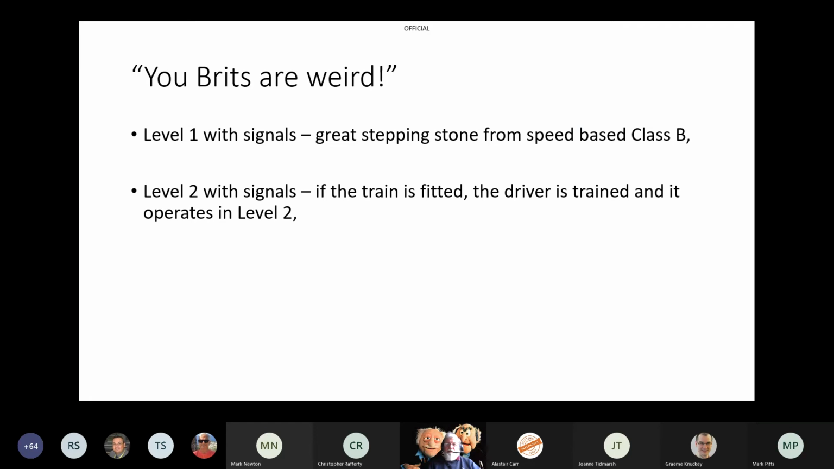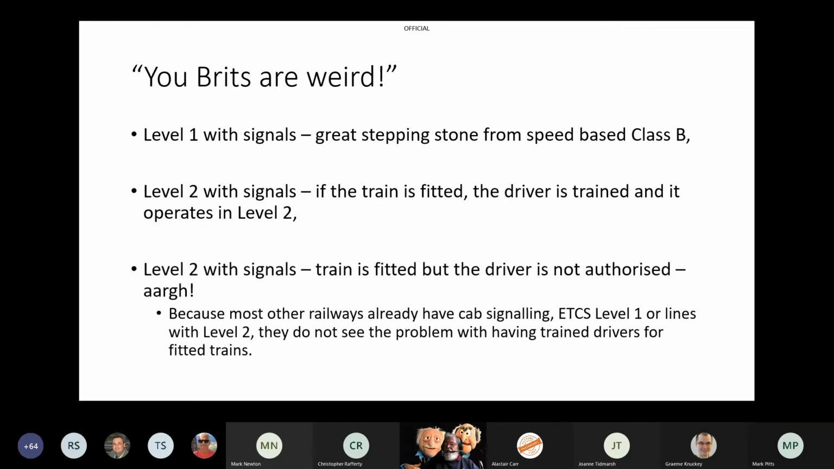For them, level 2 with signals is basically enabling trains which are fitted or not fitted to operate on the same line. And if the train is fitted, it is a presumption for them that the driver is fully trained and therefore the train operates in level 2. What they find weird is what we have, where we have a train which is fitted with ETCS, able to operate in level 2, but for reasons they don't understand, our drivers are not authorized. And for them, that's just, don't do it.